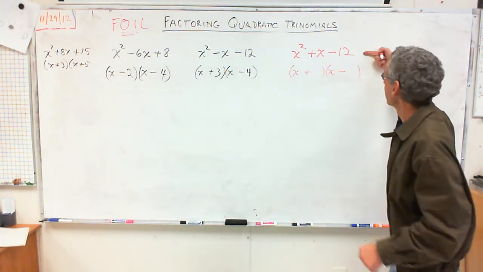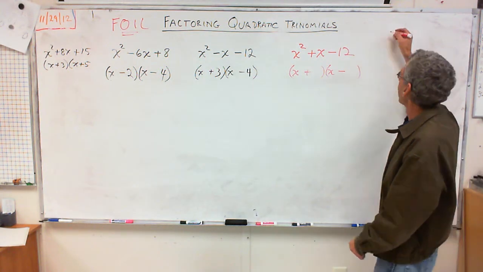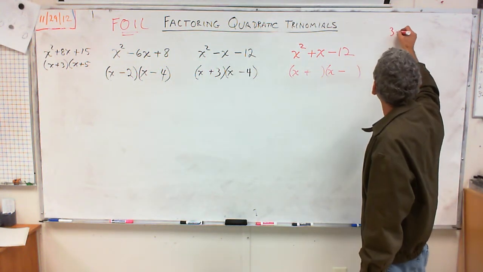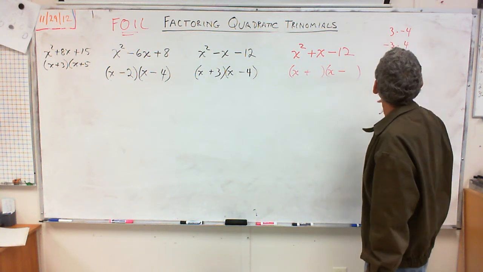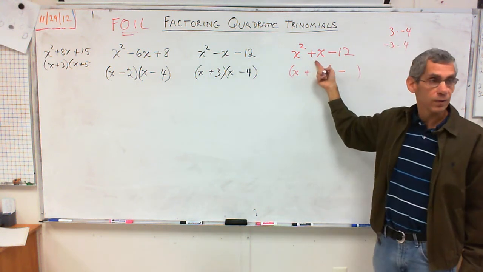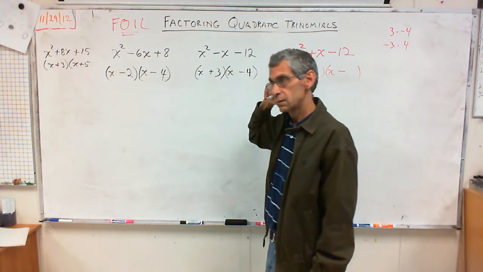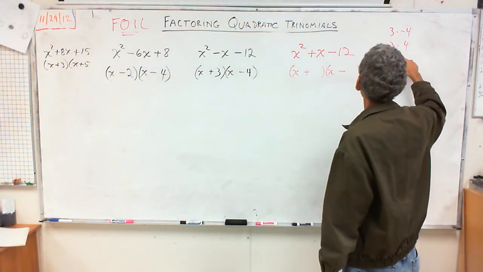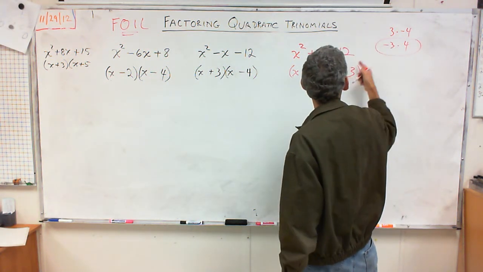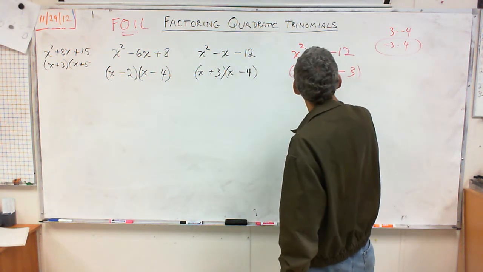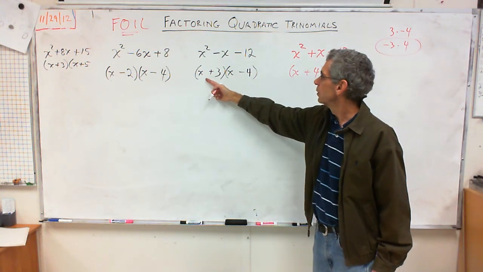Now, factors of negative 12, I could do them all out again, but I'm going to just say either 3 times negative 4 or negative 3 times 4. Which one of those gives me a positive 1? Negative 3 plus 4, this one? Okay, so now I'll put my 3 in front of the negative and my 4 by the positive.